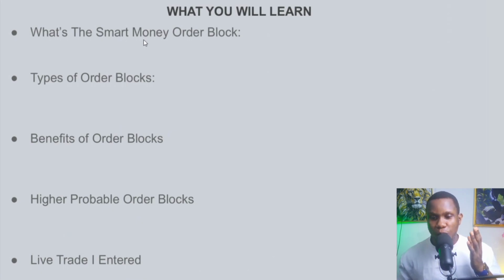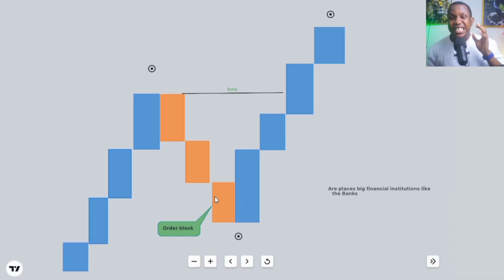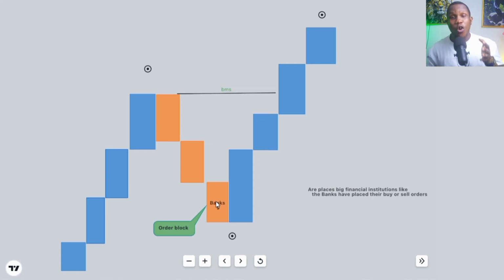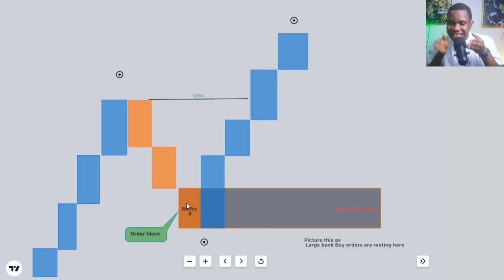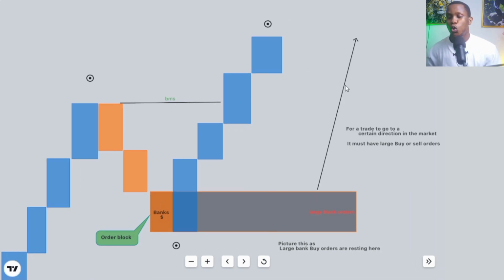What are smart money order blocks? Places where big financial institutions like the banks have placed their buy or sell orders. Picture this as large bank orders resting at this level in the market. For a trade to go in a certain direction in the market, it must have large buy or sell orders.